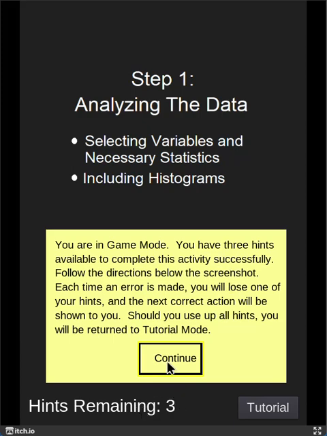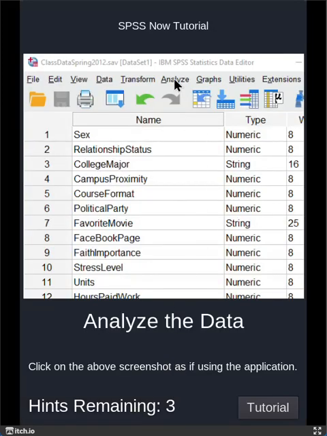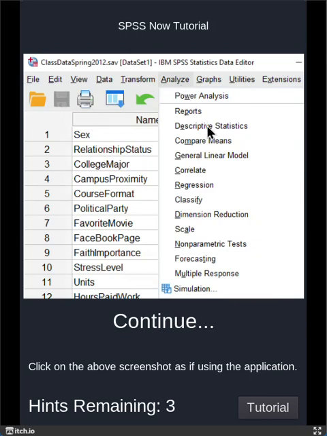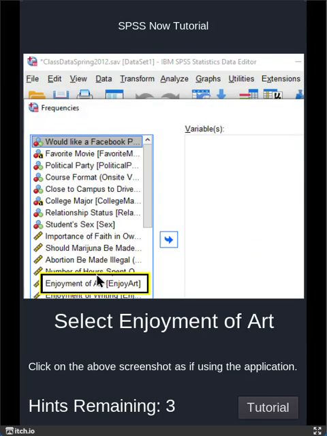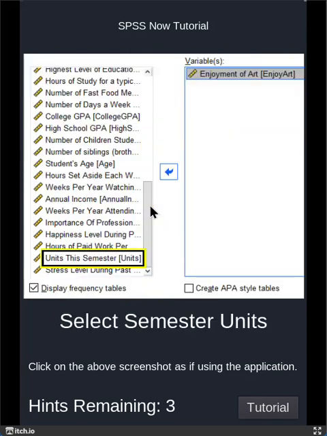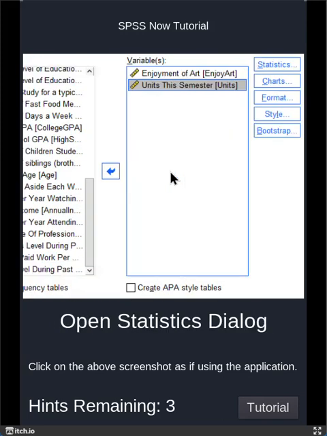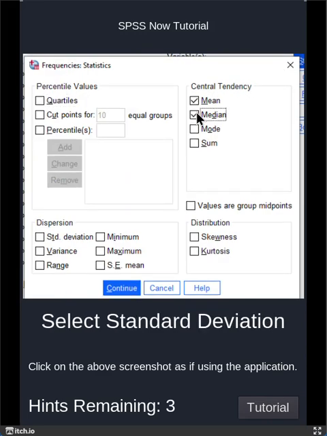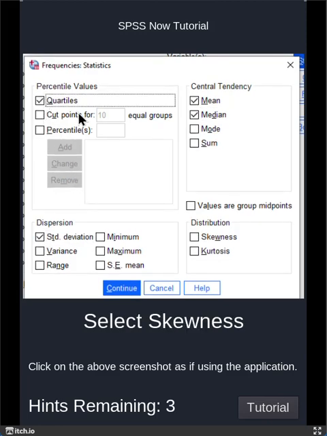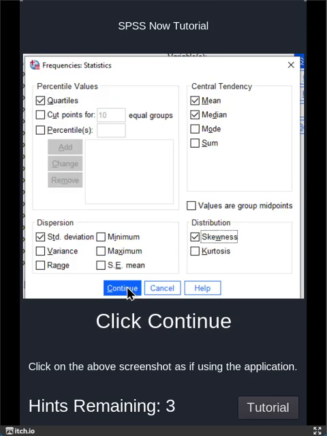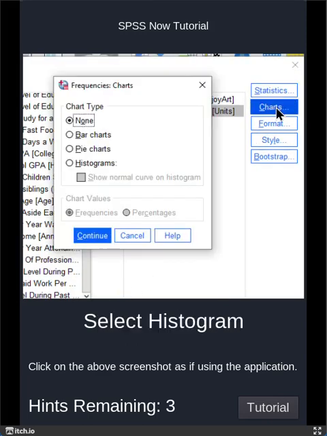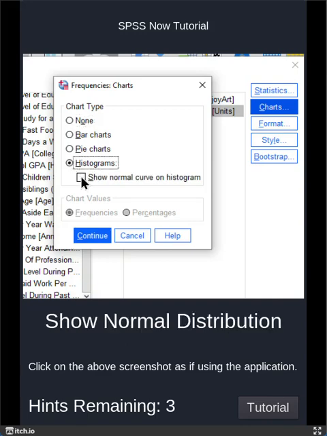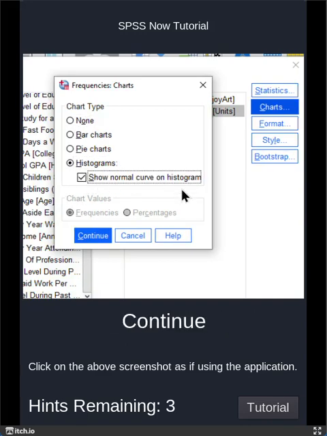We only have 3 hints here. So we've got to get our information. Analyze, descriptive statistics, frequencies, enjoyment of art, move it over, scroll down, units of semester, move it over, and get our statistics. We're going to go with the mean and median. One of those we'll use for what's typical, and of the standard deviation and quartiles, we'll use one to convey the amount of variability, and we'll get that skewness statistic. We're good to go. We click continue. We go to charts. We'll choose histogram, and we'll overlay it with a normal curve.